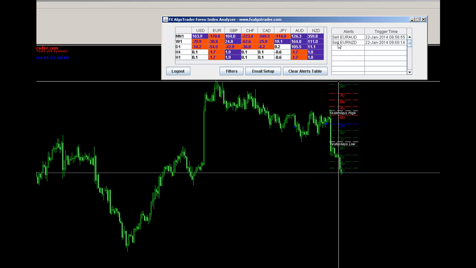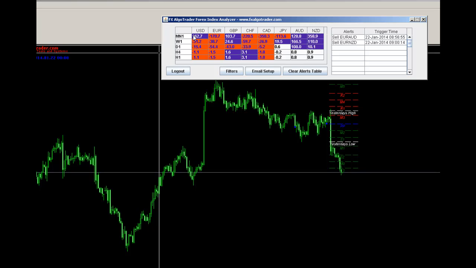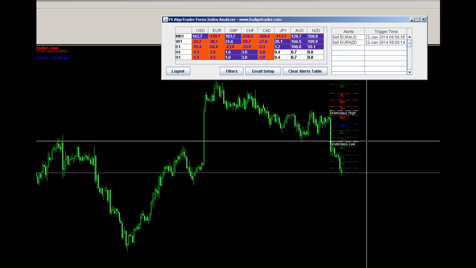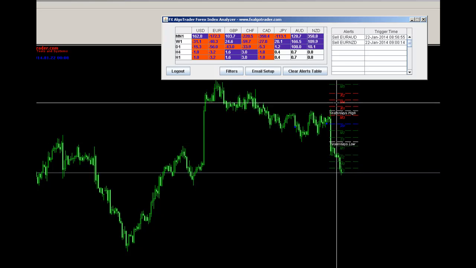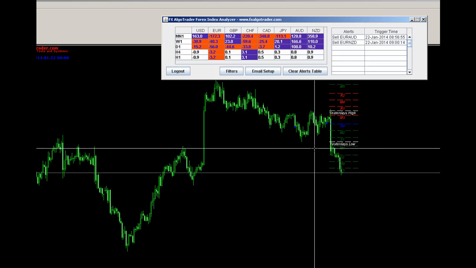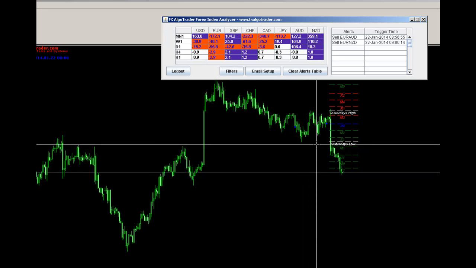We're also seeing an alert here for Euro Kiwi dollar. Again, we're seeing broad Kiwi strength across the board in conjunction with Euro weakness across the board. So there you go, a quick example of how to use the FX Index Analyzer to optimize your pair selection and reduce the amount of pre-trade analysis that you have to do.